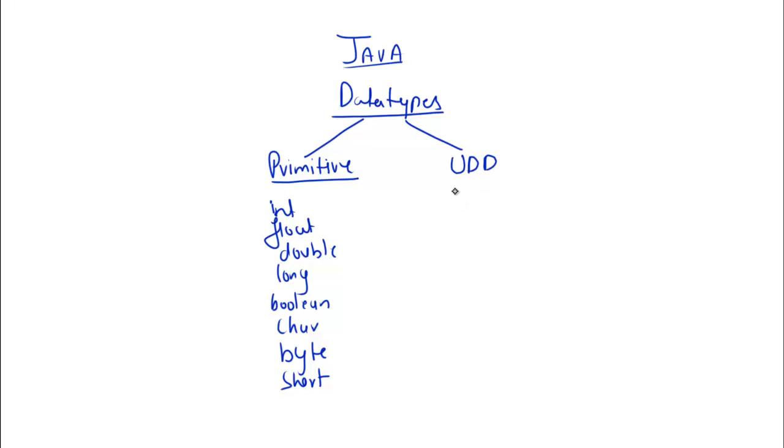Coming back to user defined data types, Java has given us 3 user defined data types: class, abstract class, and interface.